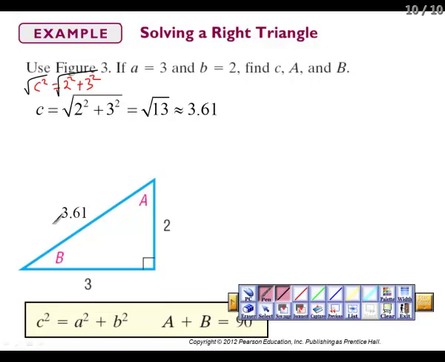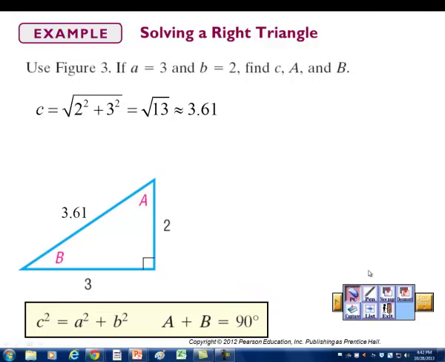And I would just leave it square root of 13 for right now, and work with that until you're finished. Okay. And so we have that. We get approximately equal to 3.61 rounded off. Now we can go ahead and find our other two angles.